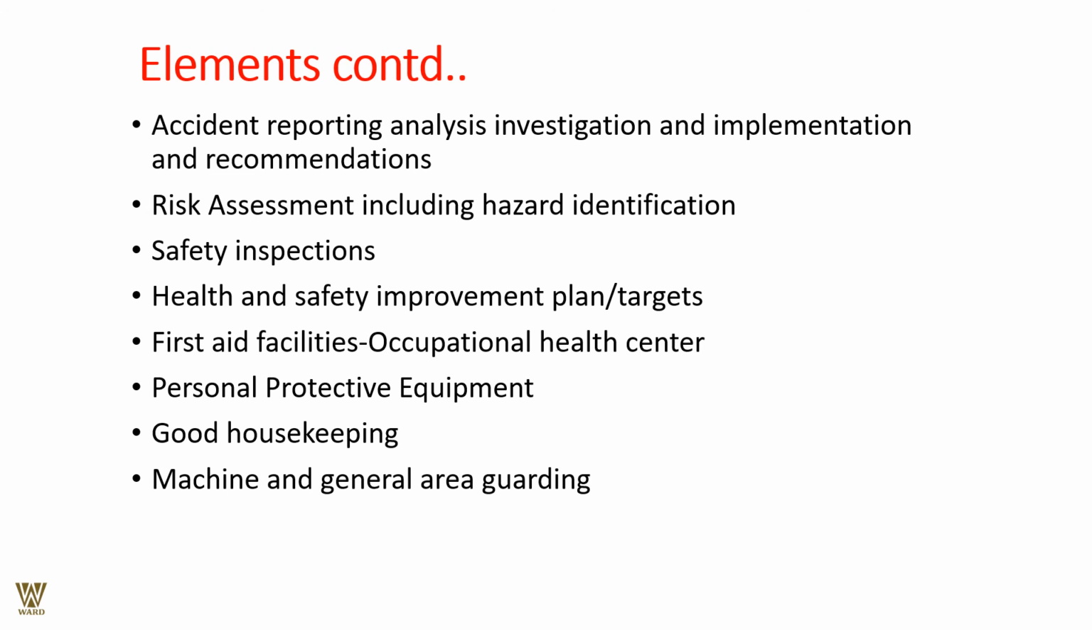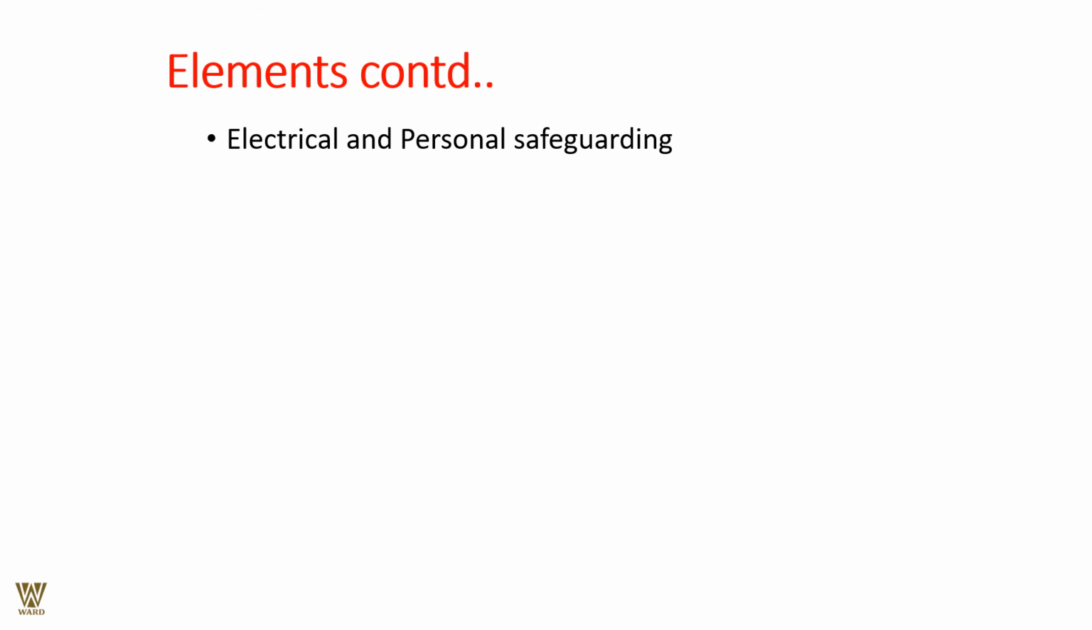Machine and general area guarding should be incorporated. The rails have to be there, the handrails on the staircase have to be there, and stair rails should be there in case it is a ladder. We are looking at the right method of handling materials and equipment. So what are the elements that continue? Electrical and personal safeguarding, are there any, if any?